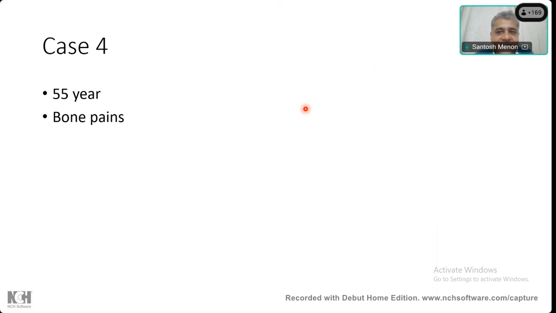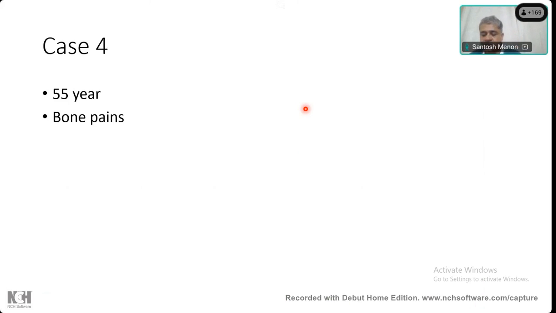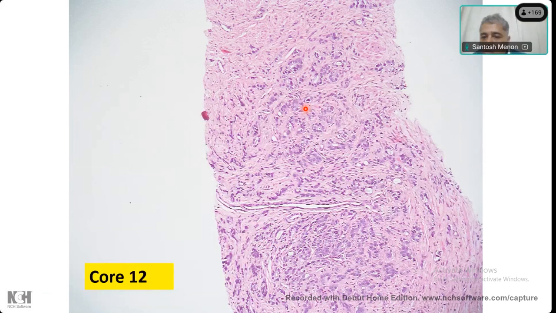lytic, blastic. So people are typing in the report, blastic. Ujjwal says it's blastic. So most of the time it is osteoblastic metastasis. Okay? Agreed? Yes. But in small cell carcinoma, or a neuroendocrine transformation, many times there are lytic bone lesions. Okay? So this is the core file of the patient.